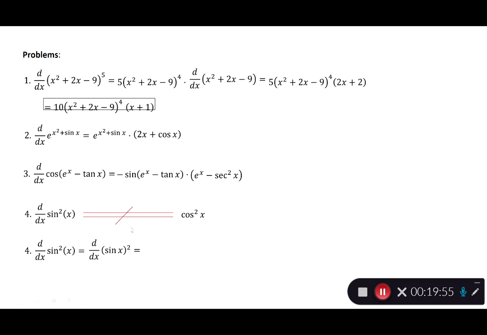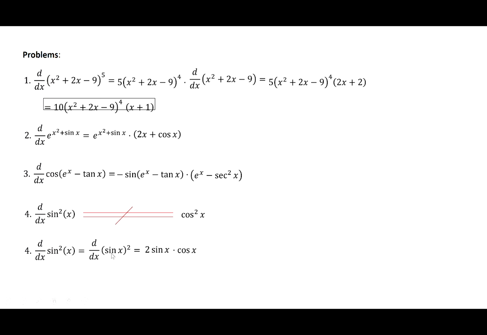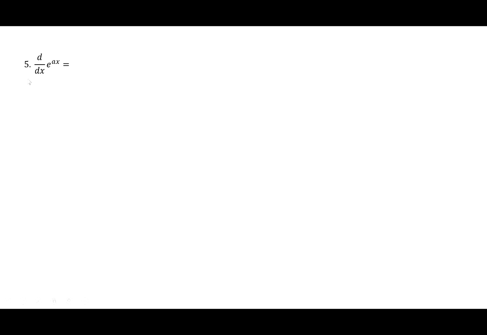What's ddu of u square? 2u. Right? So 2 sine x as a first step, times the derivative of u itself. U is sine x. So the derivative of sine x is cosine x. Cool? Very, very important problem. These kind of things, the trig functions being raised to some power other than 1, are very common occurrences, and I want you to be very careful about them. Okay, there's another kind of common problem like this.